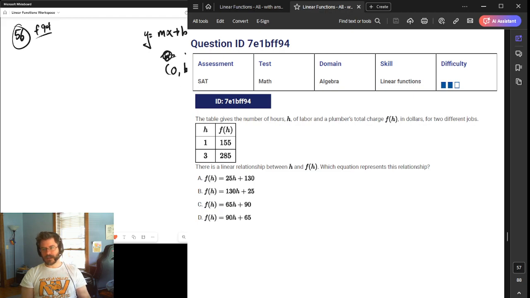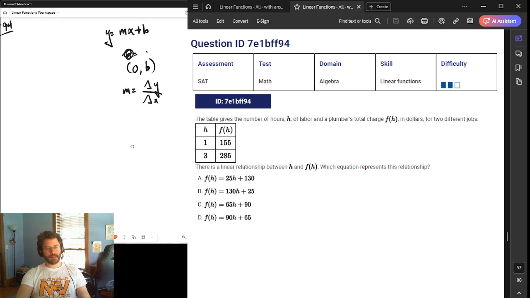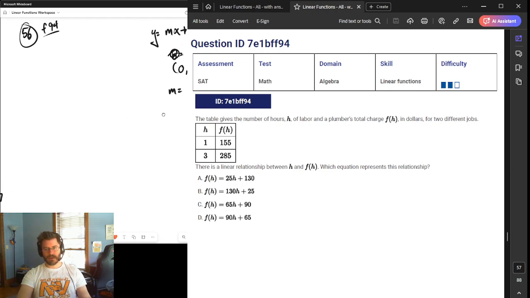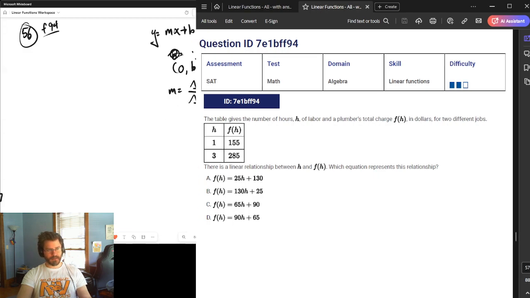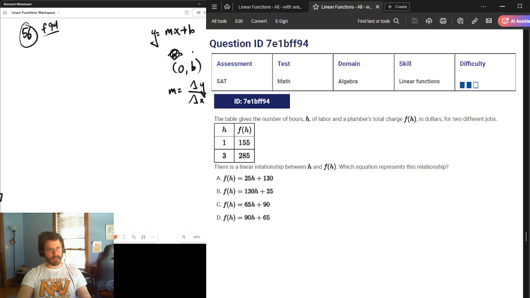0, comma b is our y-intercept, and our slope, m, is the change in y divided by change in x. Some people are not familiar with that delta symbol, but that just means change in. So subtract the y's, subtract the x's, and divide the result, y's over x's. So without much further ado, let's go ahead and dive right in.